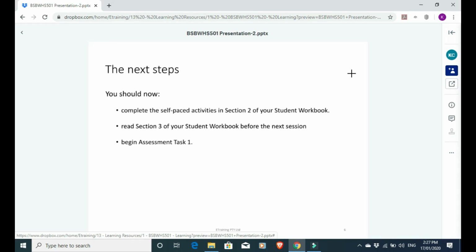As we conclude regarding consultation and resolution of issues that are brought to management, we just want you to do your self-paced activities. These self-paced activities also embed what we've been talking about, and your student workbook will give you much more insight into how companies organize, consult and resolve. As you go to section 3 of the workbook, you will find much more detailed information on the subject we've been talking about.